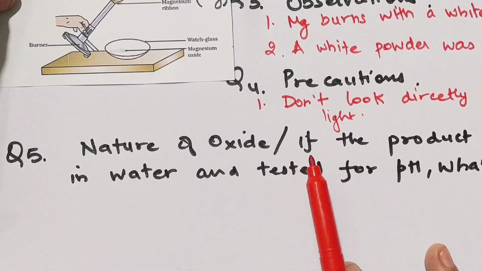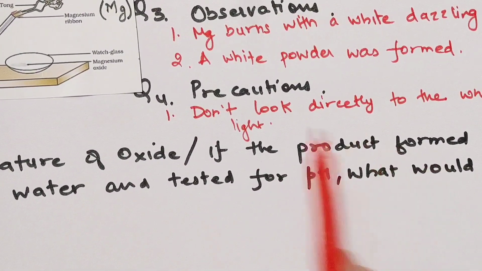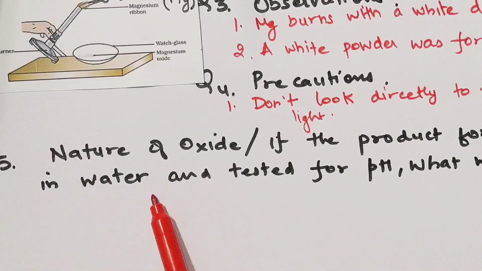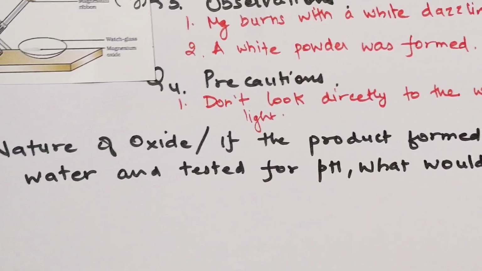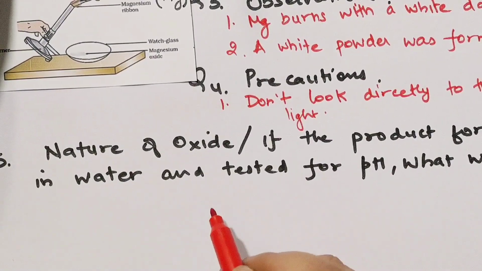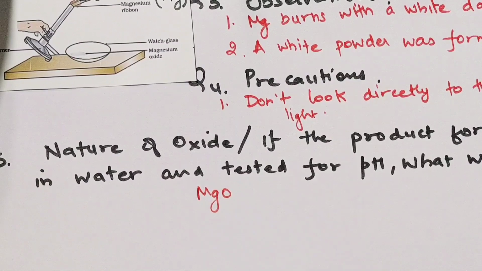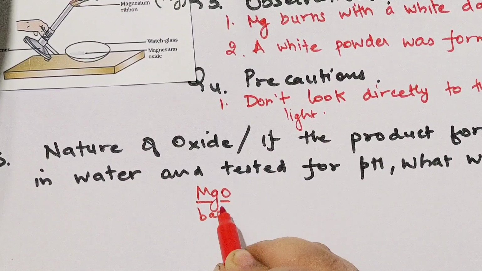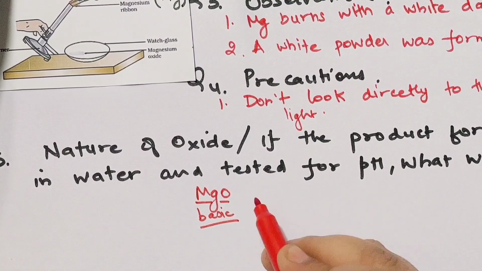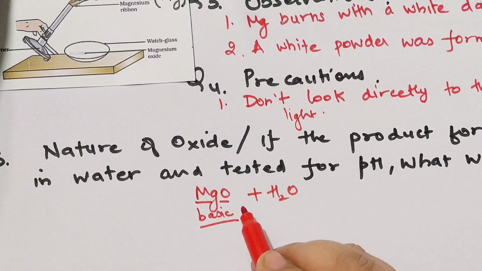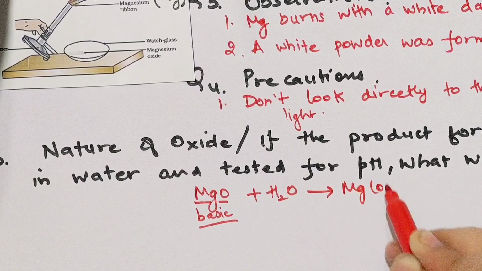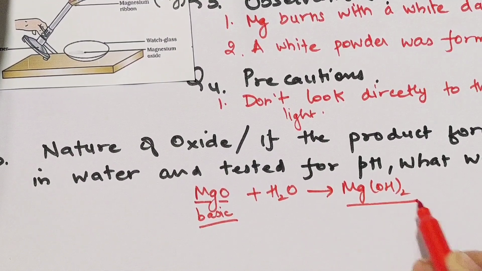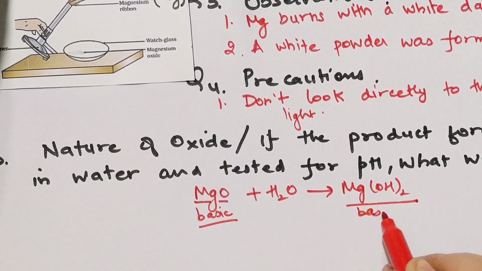Or if the product formed, that is the oxide formed, is dissolved in water and tested for pH, what would you observe? So, the product formed, we know now, is magnesium oxide. It's a metal oxide, so it's basic. That's the first clue. Then, when basic oxides or metal oxides are dissolved in water, they form hydroxides. Okay, and this also we know is a base.